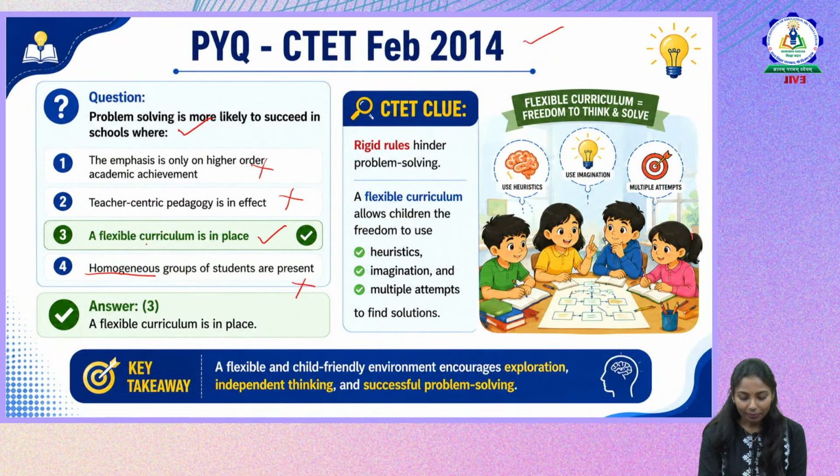So you need to have a flexible curriculum, and flexible curriculum tells that it is freedom. So children can learn by themselves, or they're encouraged to learn by themselves, like heuristics, their self-discovery can be done, imagination can be done, they can have multiple attempts to learn, to find solutions. So this is about the flexible curriculum. So this is also a part of problem solving.